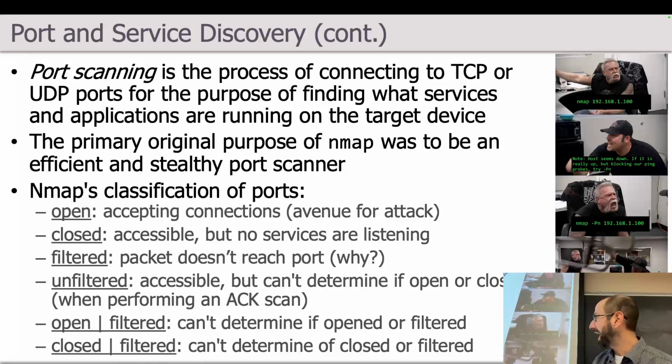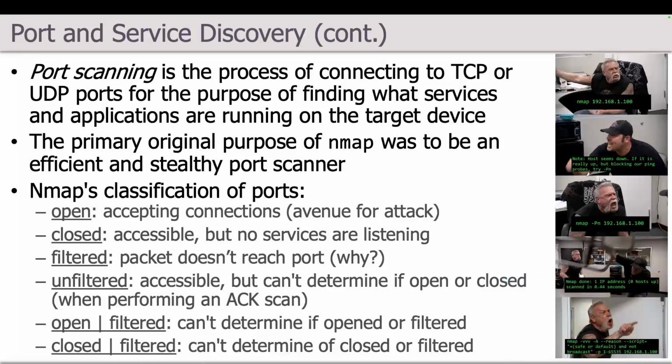Instead, if you pass -Pn, you're saying, skip host discovery. I know that host is up, even if it's telling me it's not up because it's blocking the ICMP traffic like we talked about last week. So I know better. I know that the host is up. Oh, the response back is actually no hosts are up. Nothing is available at that IP address.